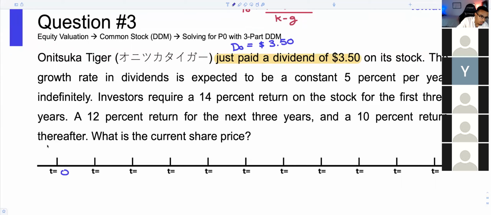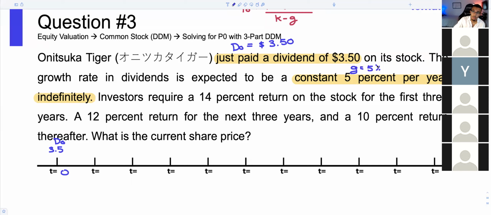We could write it as D0. We would put 3.5 right here. That's amazing. Now, we're telling you the growth rate in dividends is expected to be a constant 5% per year infinitely. So we're telling you that this is going to grow by 5% every single year forever.